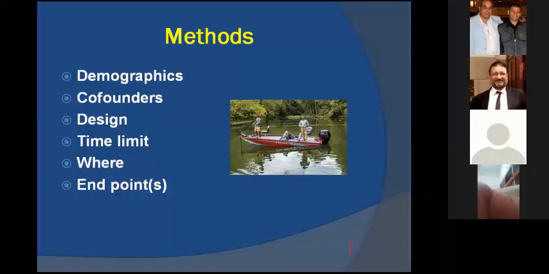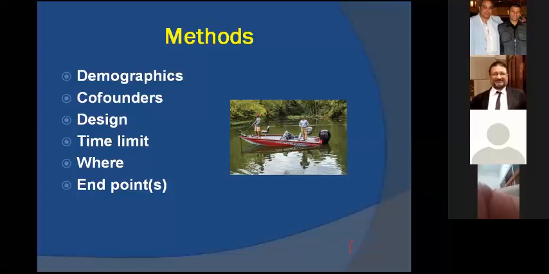And the time limit: when this study started and when it ends. Where will this study be done? In a single center, or in a multi-centric study, which is a much better study. And a very important point: the study has to have a definite endpoint. And if we have a single endpoint, it will be much better.